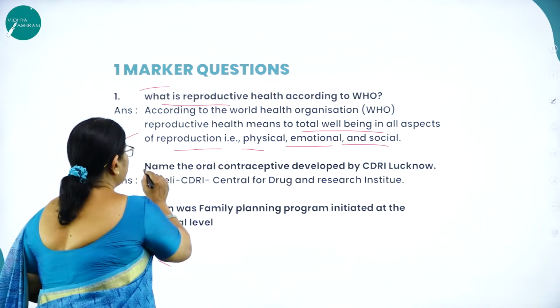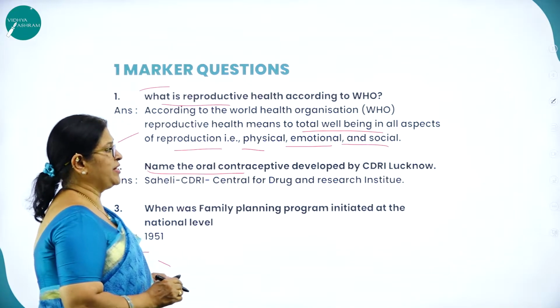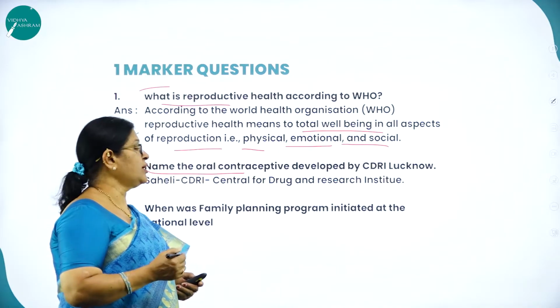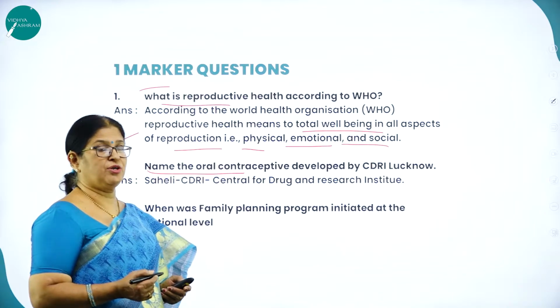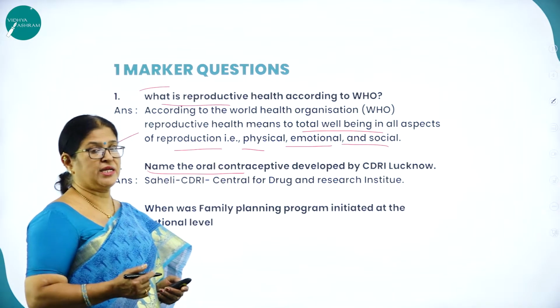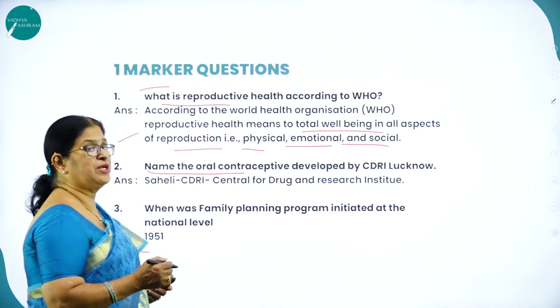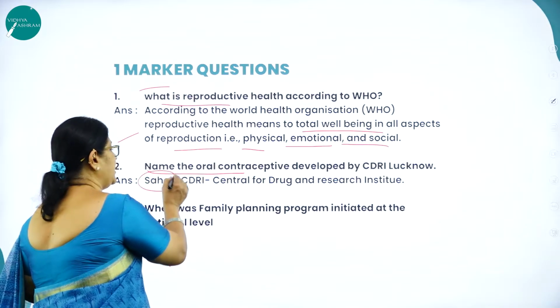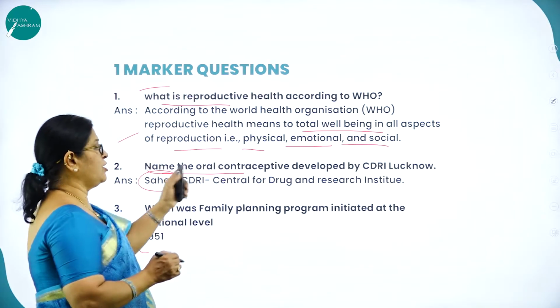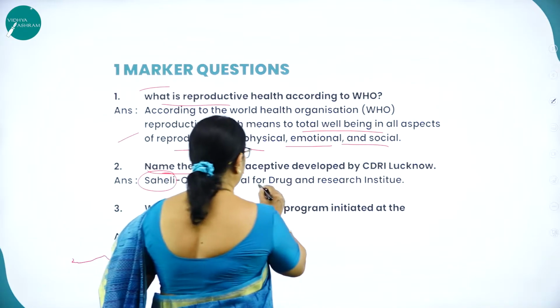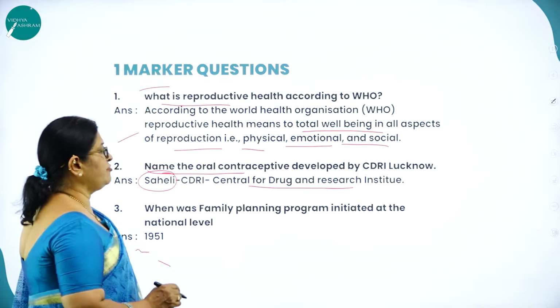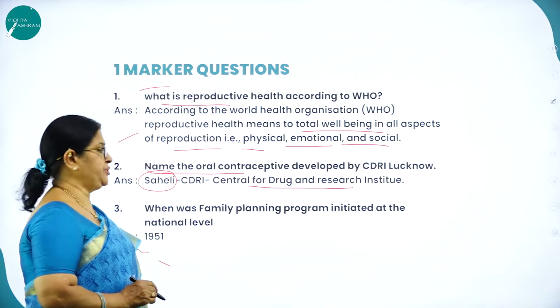Next, name the oral contraceptive developed by CDRI, Lucknow. Oral contraceptive is another temporary method of birth control or fertility control where oral pills are taken. One such pill which was developed by CDRI is called Saheli. So, Saheli is the oral contraceptive developed by CDRI, Lucknow. Expand CDRI: Central Drug Research Institute.